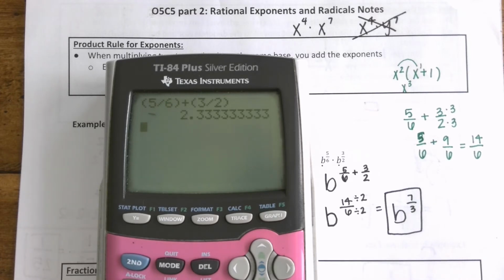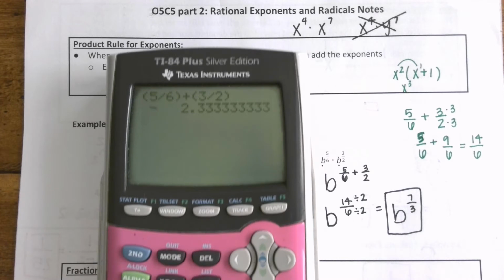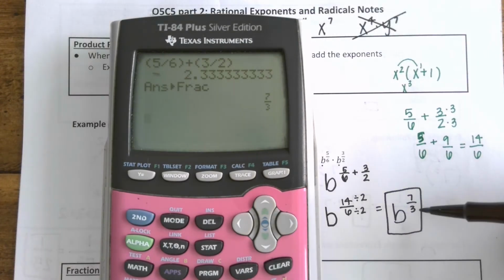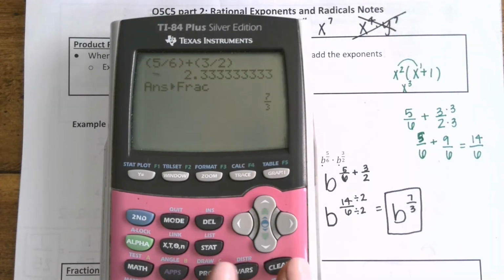I definitely don't want a decimal as my fraction, as my exponent, so I need to change that decimal into a fraction. I can do so by pressing math on my calculator, and then enter for frac, enter one more time, and it should change it into 7/3. So using that calculator to check your fraction work is a great idea.